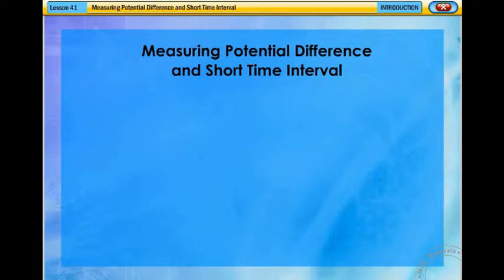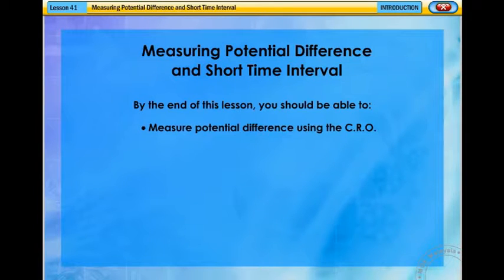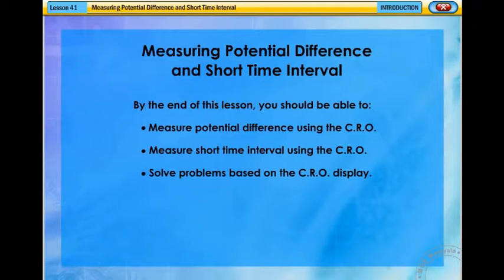Measuring potential difference and short time interval. By the end of this lesson, you should be able to measure potential difference using the CRO, measure short time interval using the CRO, solve problems based on the CRO display.